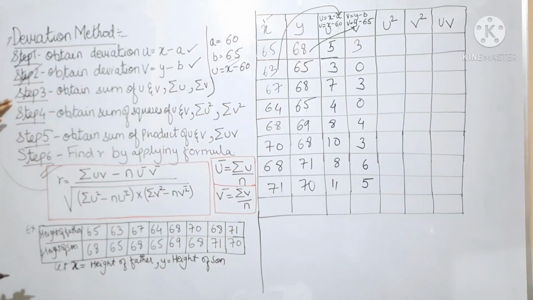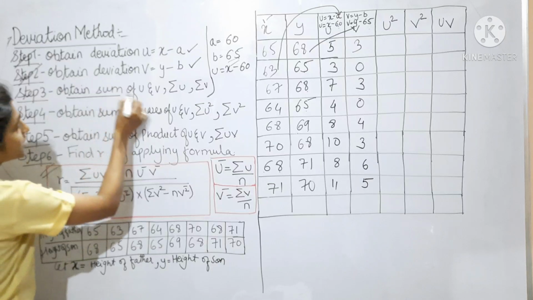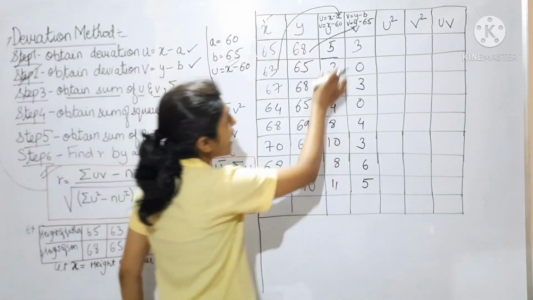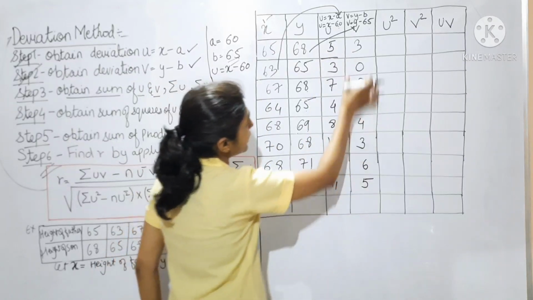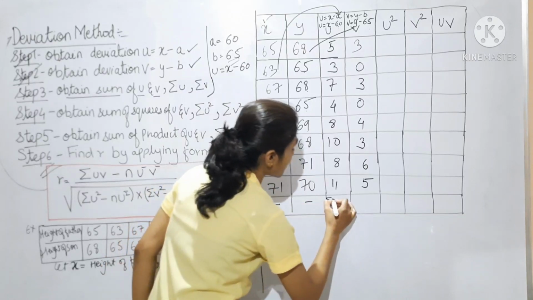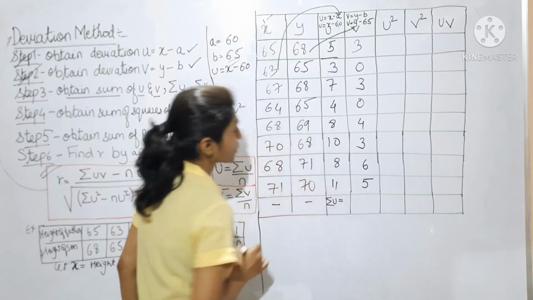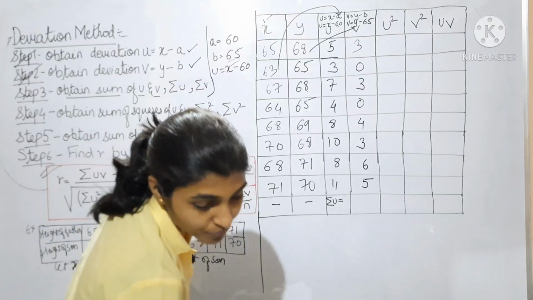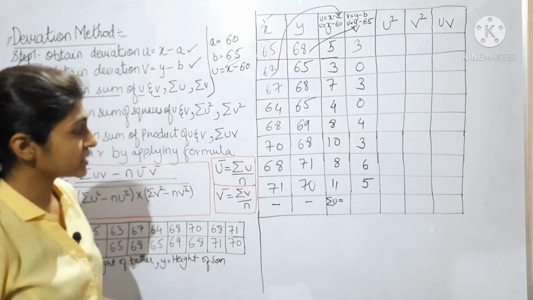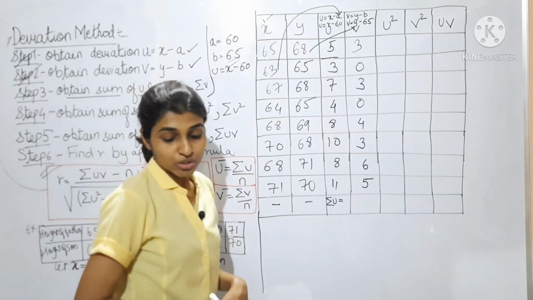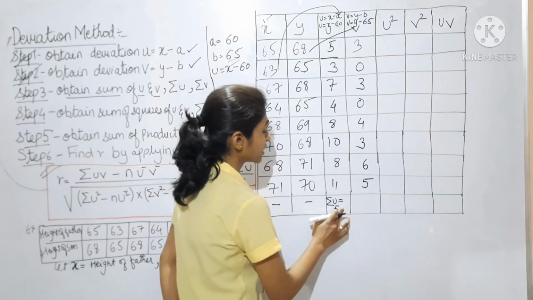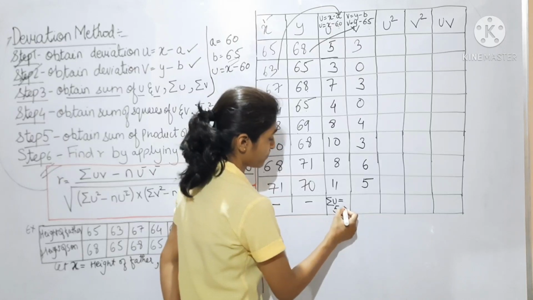Clear? Now step number 3. Step number 3 is what? Obtain the sum of u and v. That is summation of u and v. So add all the values of u and add all the values of v. So we are going to get summation of u. Add all the values: 5 plus 3 plus 7 plus 4 plus 8 plus 10 plus 8 plus 11. So the answer is 56. Check whether your answer is 56 or no.